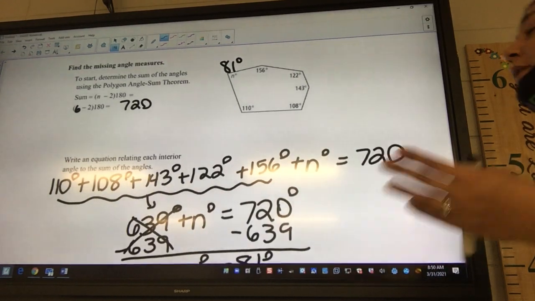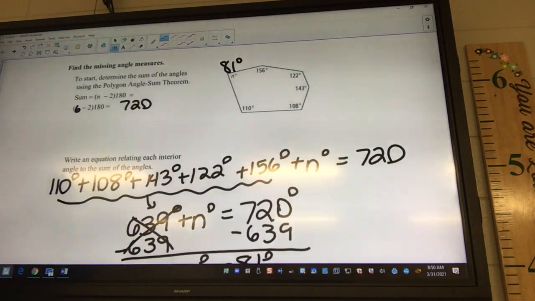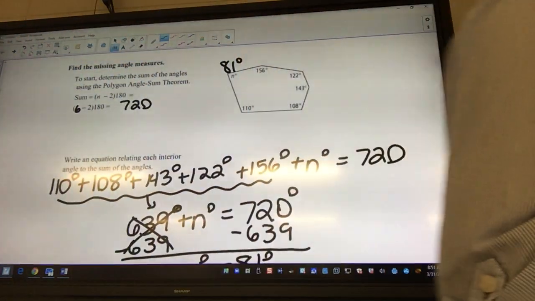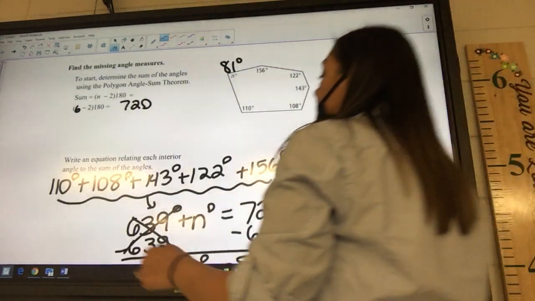So you can use the polygon angle sum to figure out any particular angle as long as you have all of the other ones, or if you know they're congruent. For the most part, you should be able to tell on these what's happening. So look at the very first one.